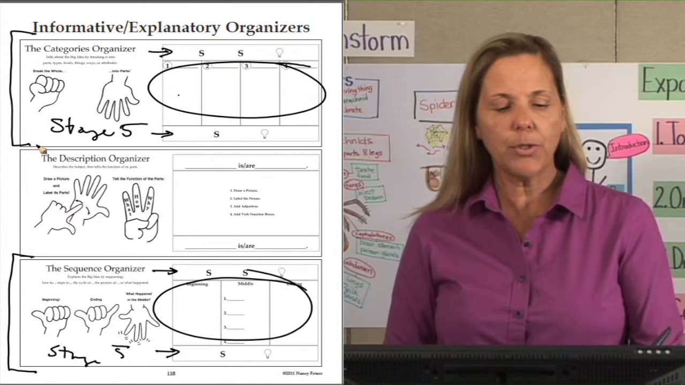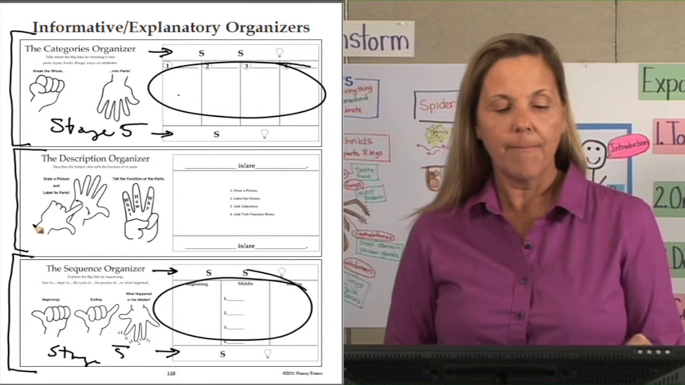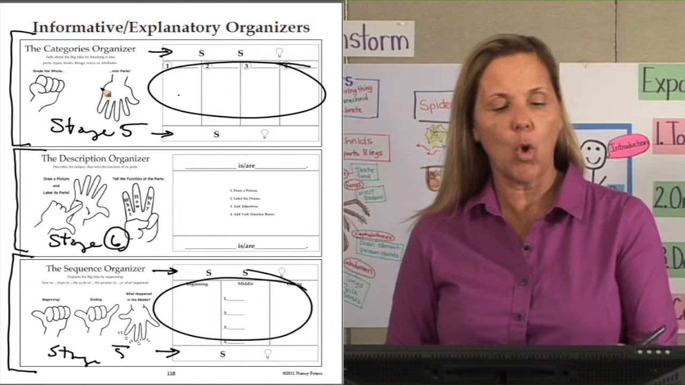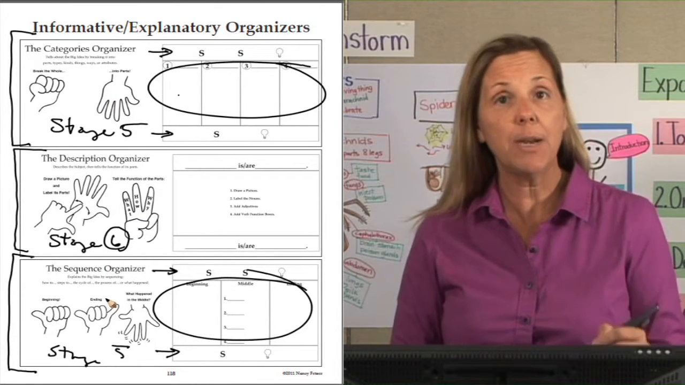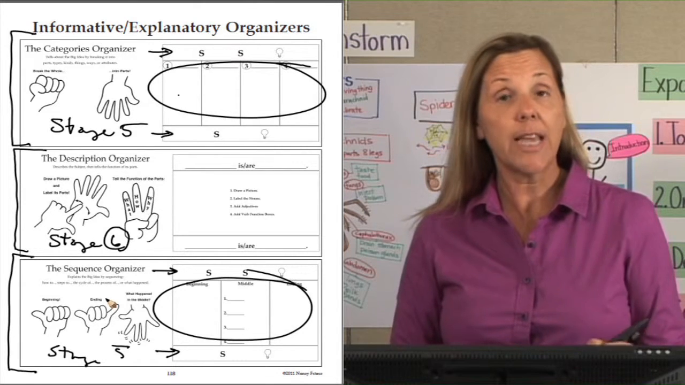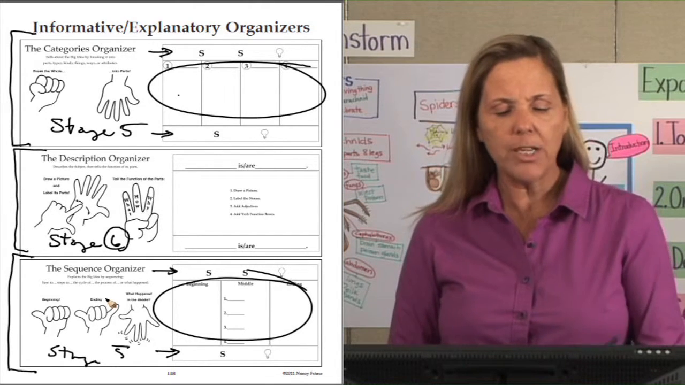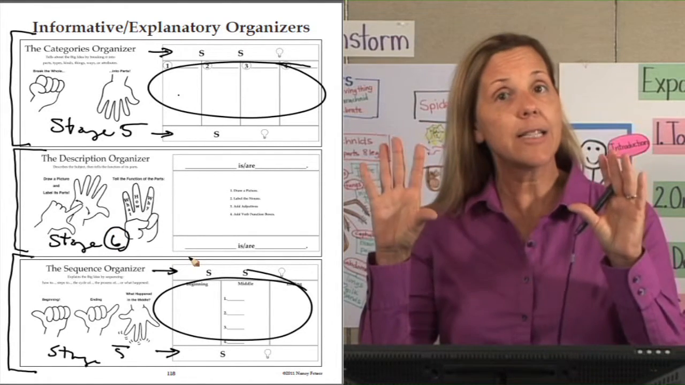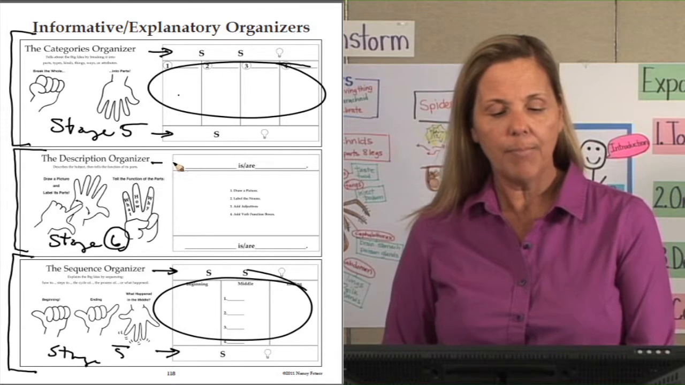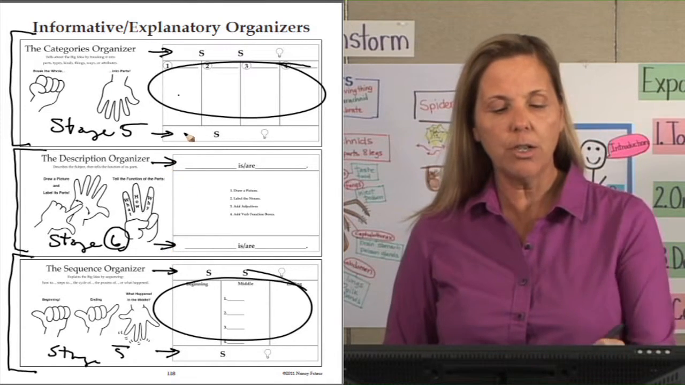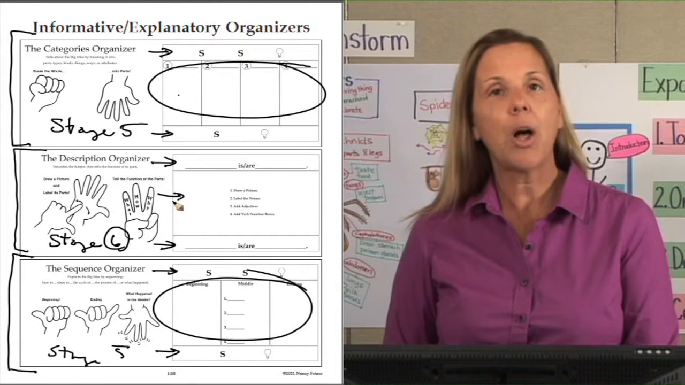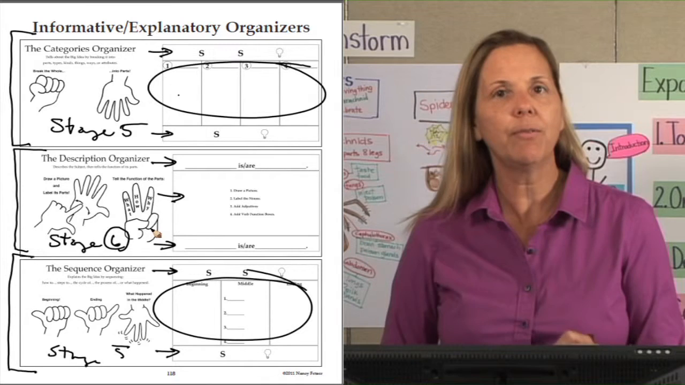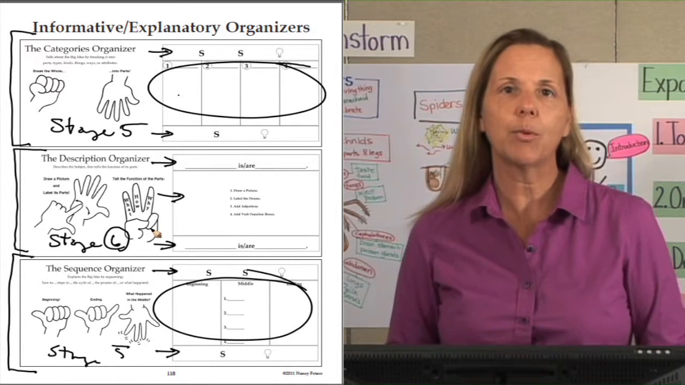You also see on this page the description organizer. That is for stage 6. Why is this separated out? Because all 3 of these organizers need to be learned and mastered in our 2nd and 3rd grade years. The reason it's at stage 6 is because every part of it is different. It still has an introduction, body, and conclusion, but the introduction and conclusion are different, and the body is different. So we have to have that as a separate stage, a different type of learning for our children to understand how to write a description.